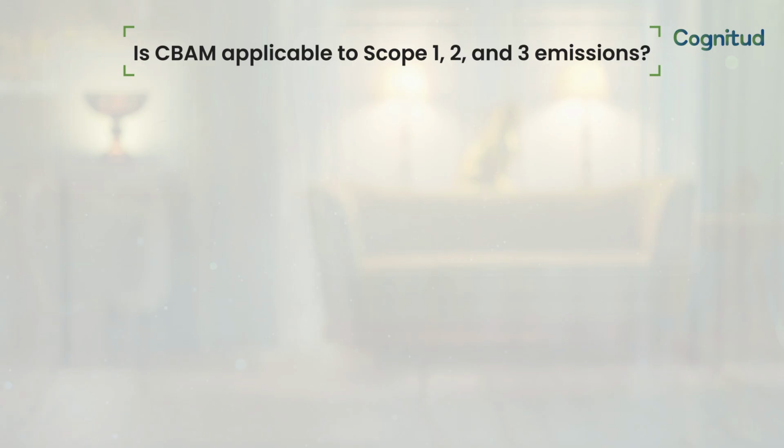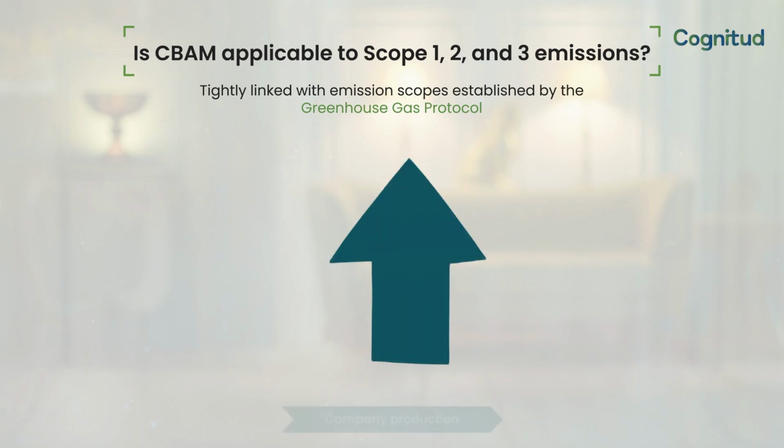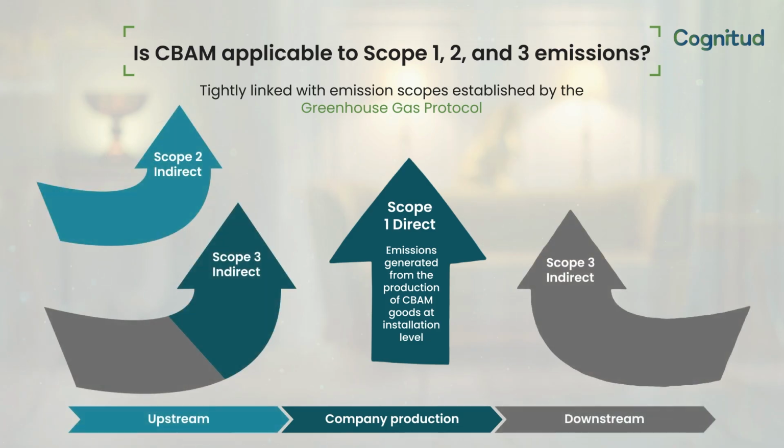The scope of greenhouse gas emissions under CBAM is tightly linked with the emission scope established by the Greenhouse Gas Protocol. Let's understand how. When we talk about direct emissions under CBAM, it equals the Scope 1 emissions under the Greenhouse Gas Protocol, which include emissions during the production process due to the combustion of fuel, heating or cooling process, and material chemical reaction. Likewise, under CBAM, indirect emissions refer to Scope 2 and 3 emissions of the Greenhouse Gas Protocol.